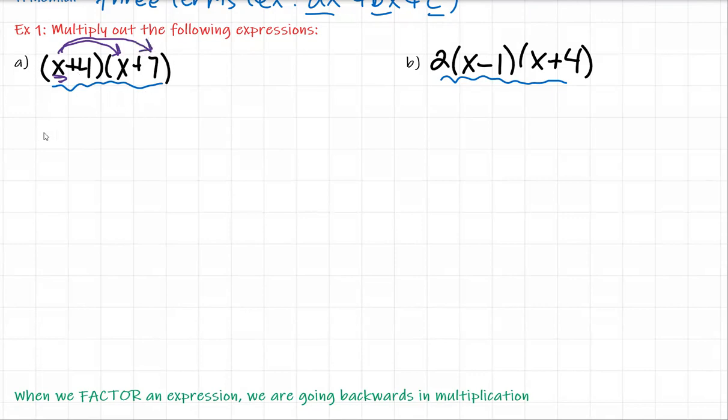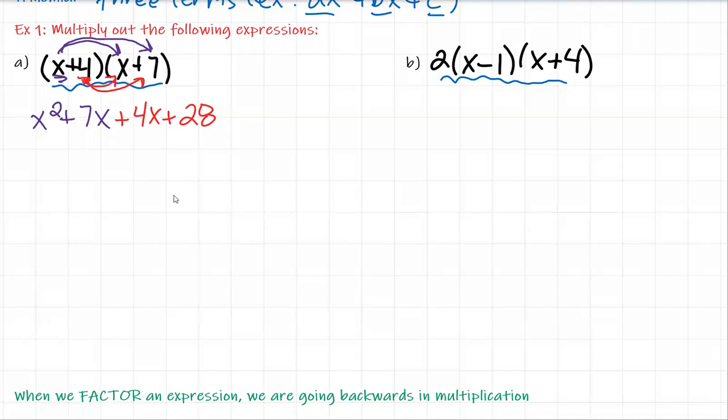When we do that, we get x squared from the first one, x times x. And then we get x times 7, which is 7x. That's from the first one. And then when we distribute the 4, we distribute it the same way to the x and to the plus 7. So 4 times x is plus 4x. And then 4 times 7 is 28. That's what we get when we multiply that out.